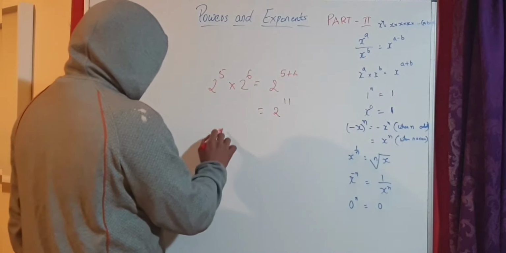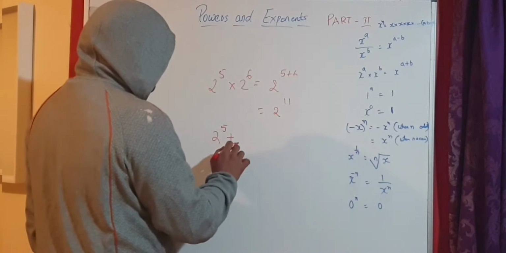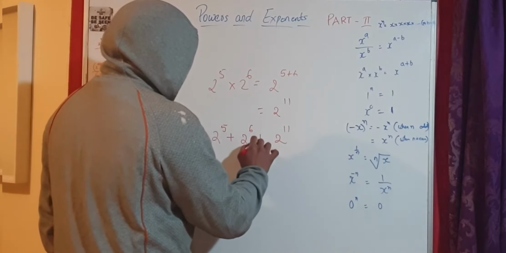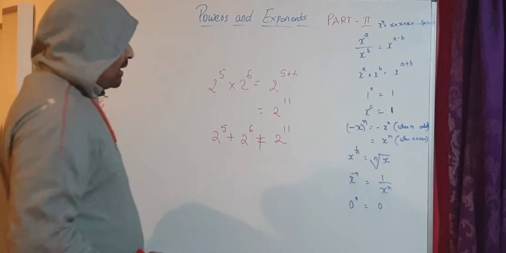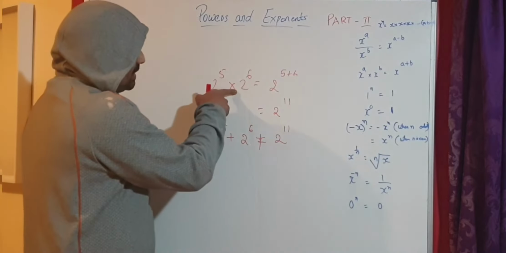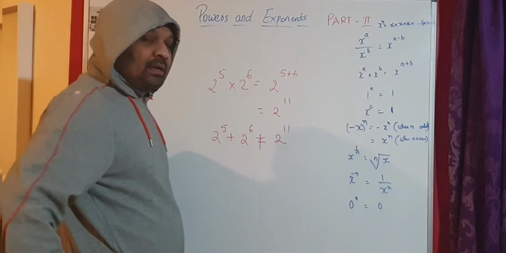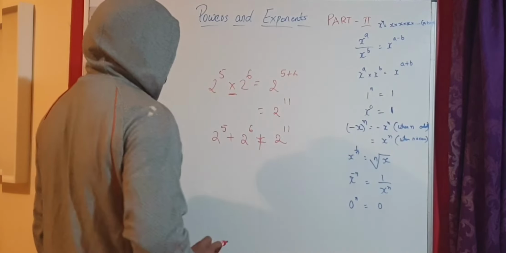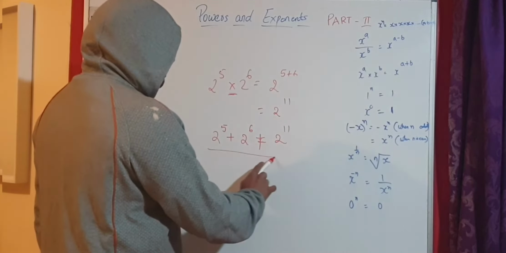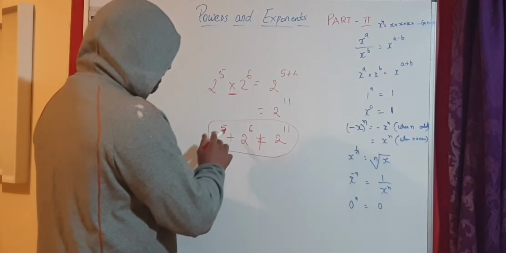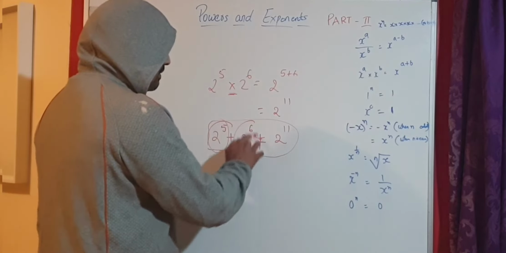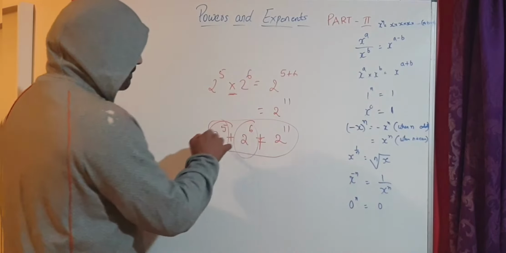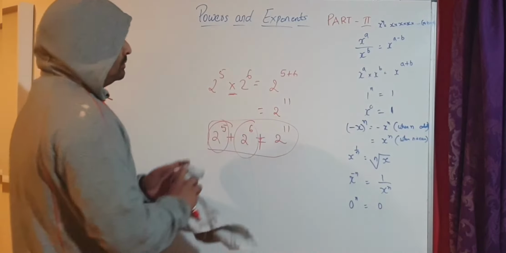For example, if an expression is written like this one, with an addition, it is not going to be 2 to the power of 11. There is a difference here. Here there is a multiplication taking place, and here it is an addition. So you have to be careful. There is no way that you can simplify this one, there is no shortcut. You have to evaluate this one, and evaluate this one, and after that you have to sum them up. That is the only way you can simplify it.